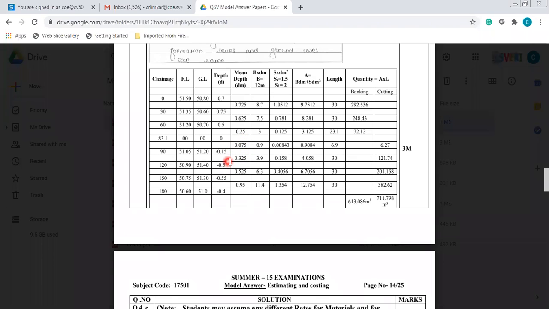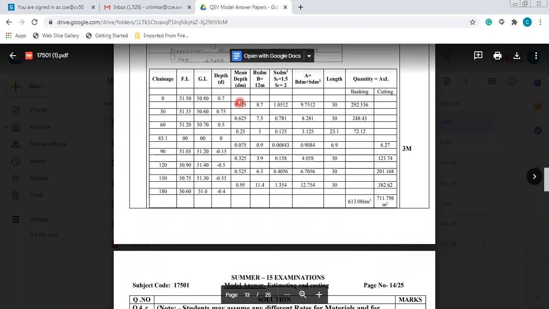0.15 plus 0.5, mean depth will be 0.325. 0.5 plus 0.55, mean depth will be 0.525. 0.55 plus 0.4, mean depth will be equal to 0.95. You can see the cursor which I'm scrolling. You can see the pointer, how I have determined the mean depths.